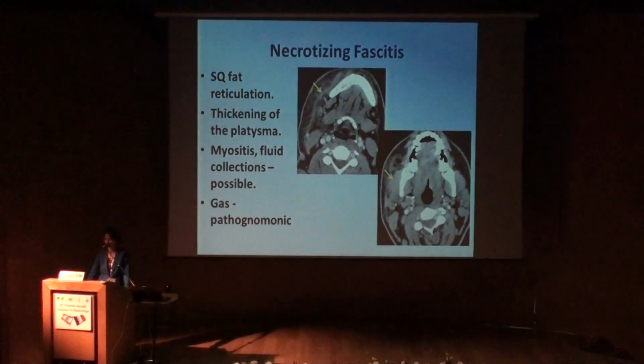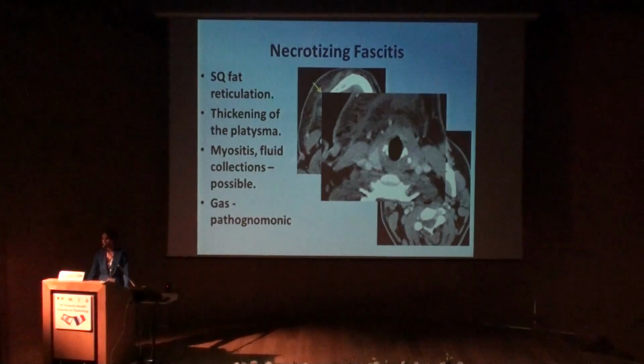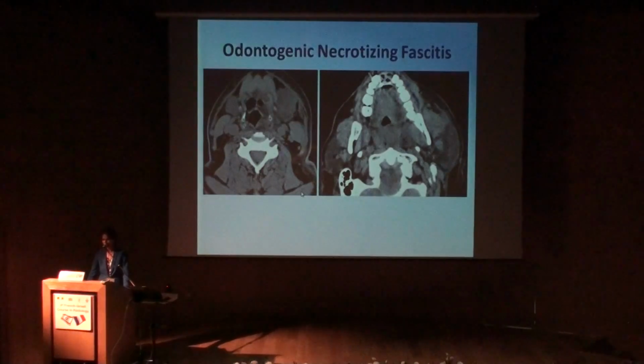And this is a case where you see the thickening of the platysma, subcutaneous fat reticulation, myositis near the masseter muscles, and when you see the gas bubbles, hope you see them, those are pathognomonic for necrotizing fasciitis. Those patients should be operated on fast and go to the ICU.